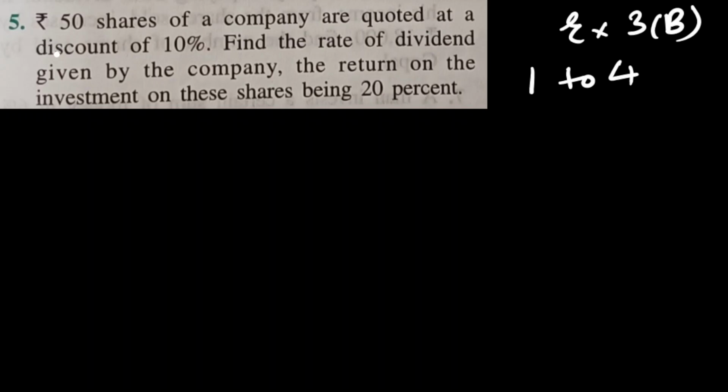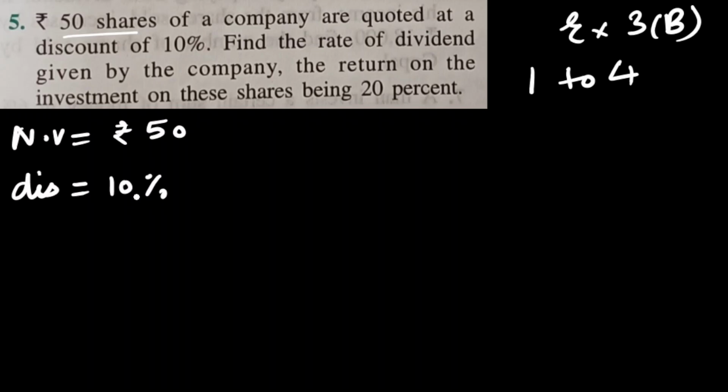So first of all, I'll write the given things. Rupees 50 shares of a company are quoted at a discount of 10%. With shares, the price written is the nominal value. So nominal value is given to us as 50 rupees, at a discount of 10%. So discount is given to us. Discount is equal to 10%.